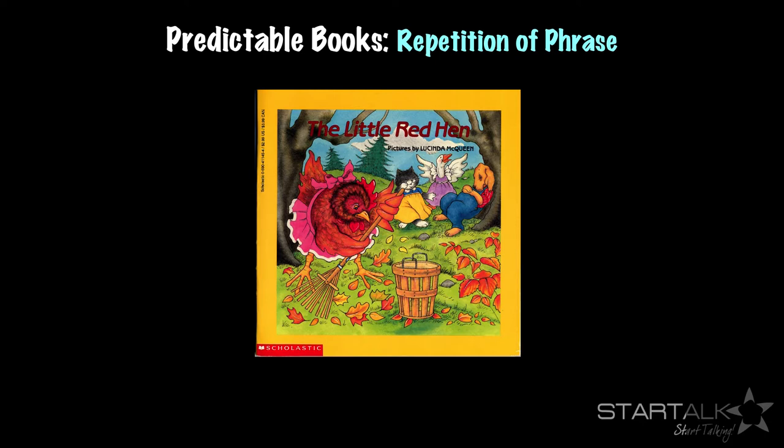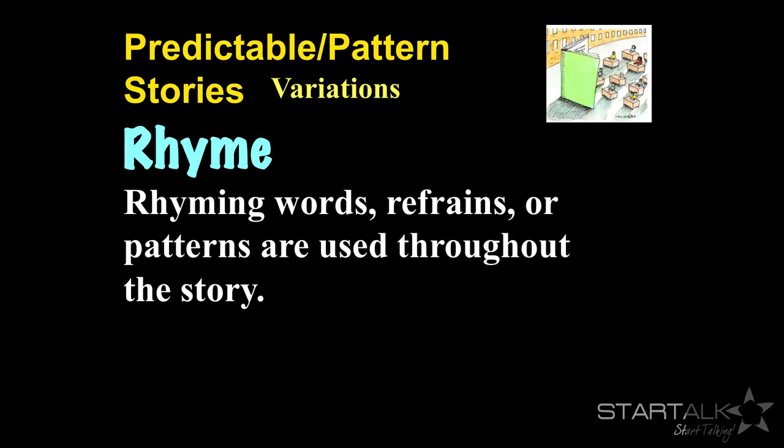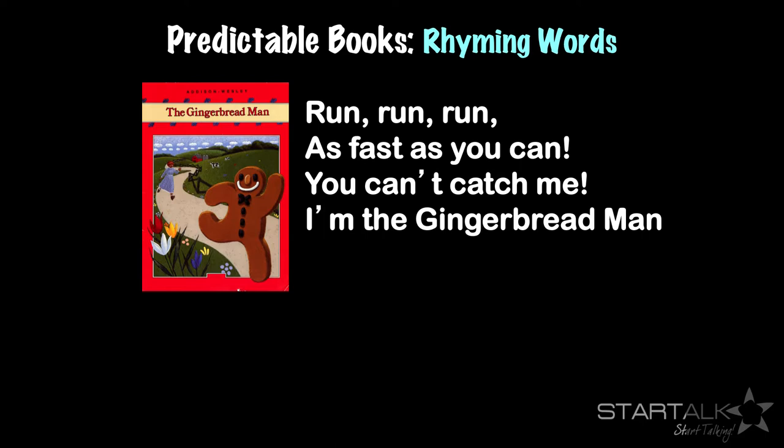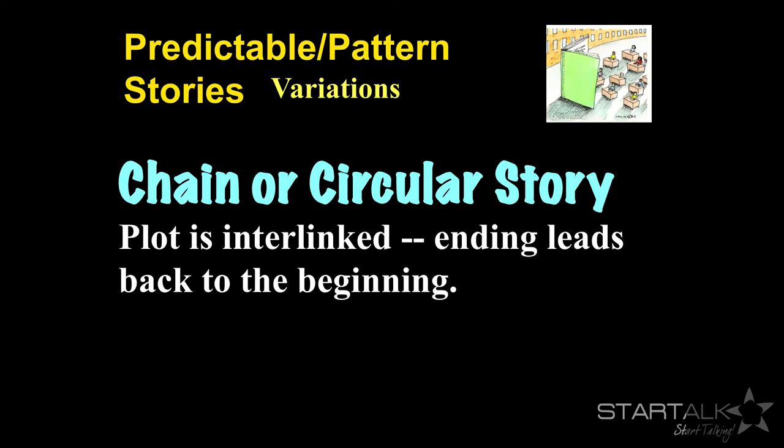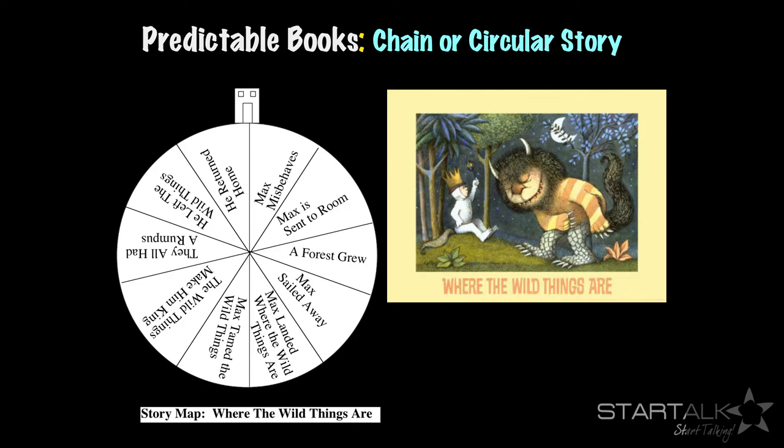A rhyme, okay. And let's read that one together. Run, run, run as fast as you can. You can't catch me, I'm the gingerbread man. A chain or circular story is a story that starts and ends in the same place. And so it starts here at home, and this is Where the Wild Things Are, he has all kinds of adventures, and ends up back at home.